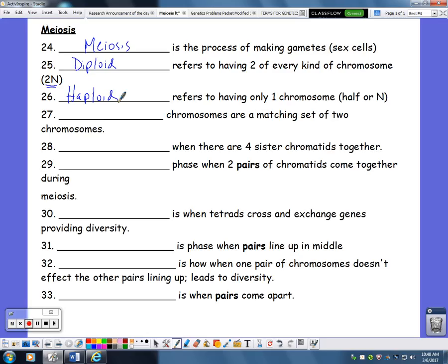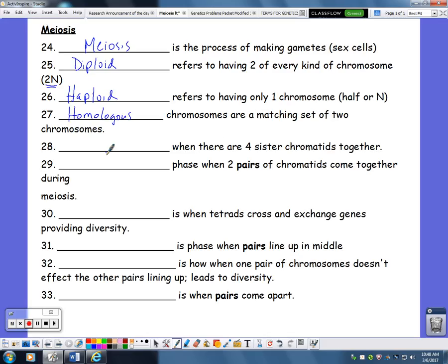Number 27. Blank chromosomes are the matching set. They match up gene for gene. What do we call that word for when the chromosomes match up? Homologous. Homo meaning same. Homologous chromosomes. Not to be confused with homozygous. Be careful. Number 28. Blank is when there are four sister chromatids together.